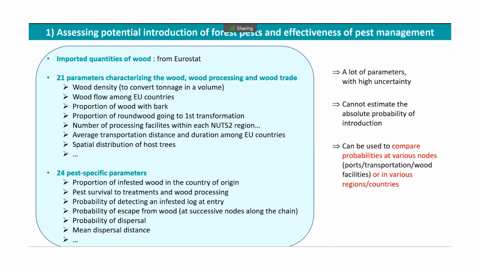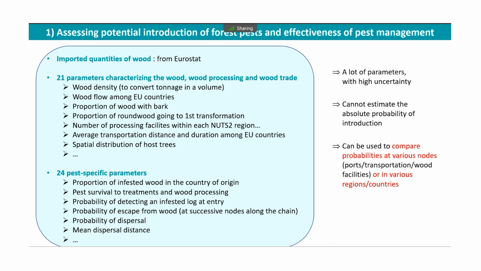And we feed this model with imported quantities of wood, and we retrieve this data from Eurostat. But as someone already said, I think we have very large classes, so it's not easy to have very precise data. And this model involves many parameters. There are 21 parameters characterizing the wood processing and wood trade. So, for instance, wood density, because from Eurostat we have a tonnage, and we need here a volume. We need to consider the flow of wood among European countries, the proportion of wood with bark, and so on. And of course, the spatial distribution of host trees.